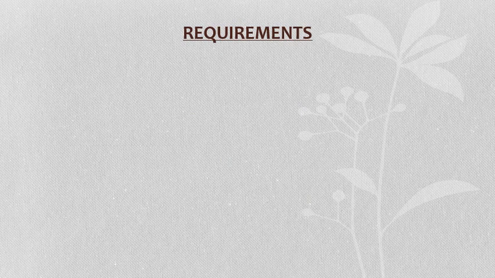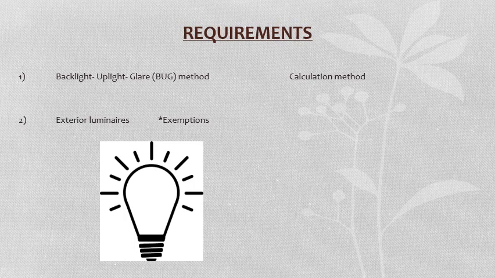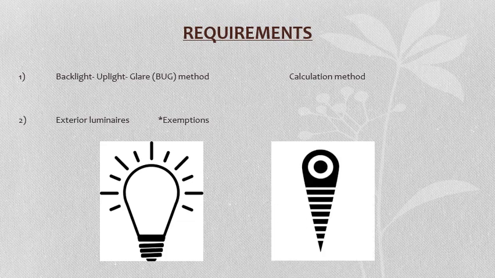Now, let's look at the requirements for this credit. The uplight and light trespass requirements are supposed to be met either by option 1, backlight uplight glare, BUG method, or option 2, calculation method. These requirements are also to be met for all exterior luminaires located inside the project boundary, except for those listed under the exemptions. These are based on the photometric characteristics of each luminaire when mounted in the same orientation and tilt as specified in the project design, and the lighting zone of the project property.